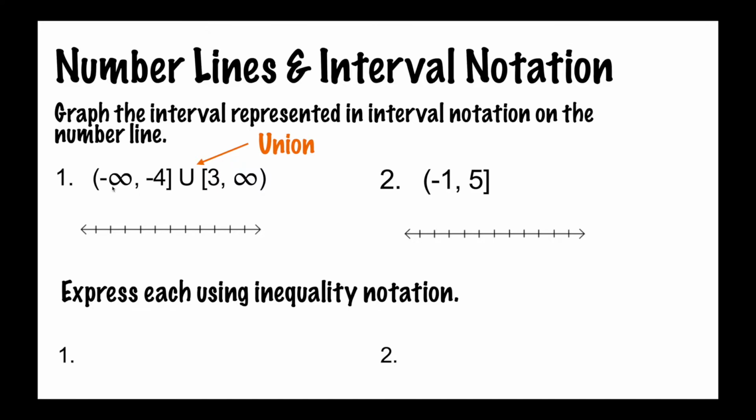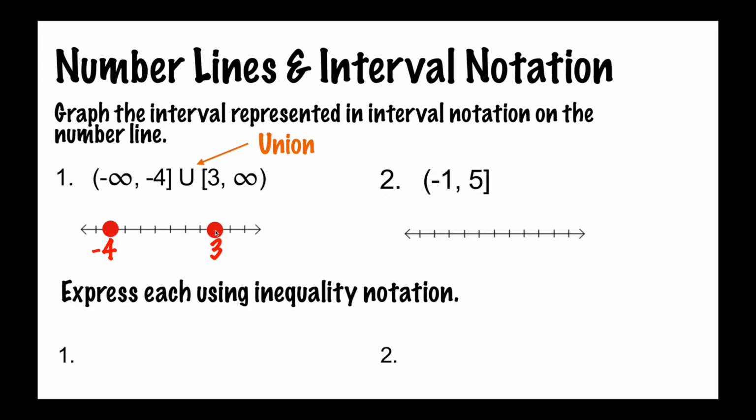So when we go to graph this interval right here, negative infinity we know is going to be an arrow pointing here. So we're going to focus on the -4 first. That -4 has a bracket by it, and that means it's included. So it's going to be a filled in circle, and I'm going to label that with a -4. Now our next number that's going to come up is 3. So I'm going to count over. This would be -3, -2, -1, 0, 1, 2, 3 is going to go here.